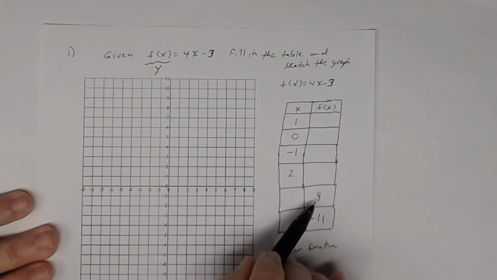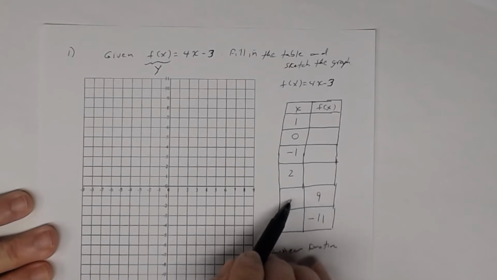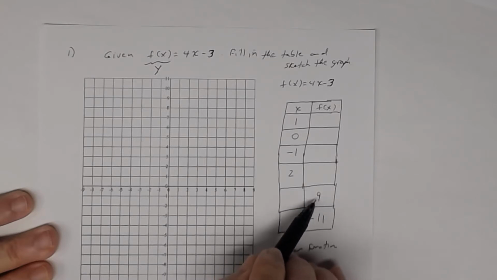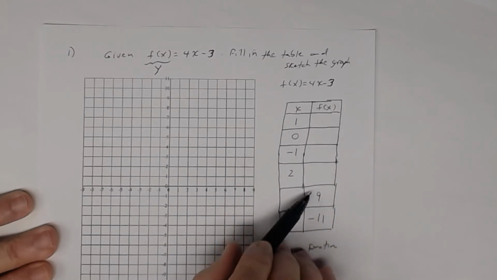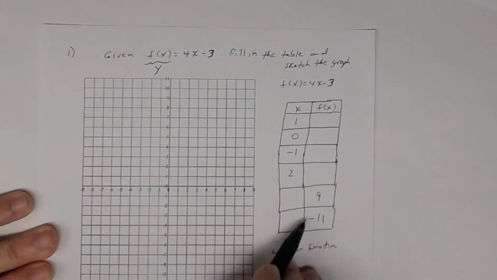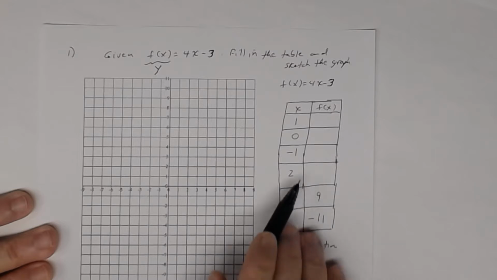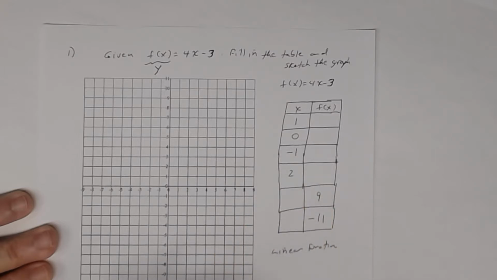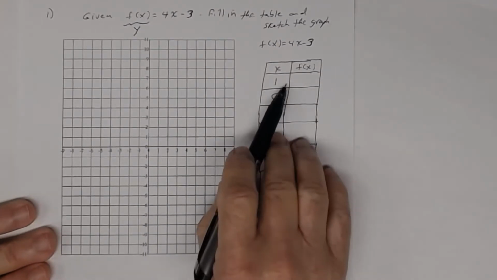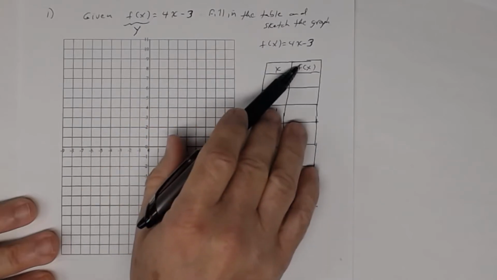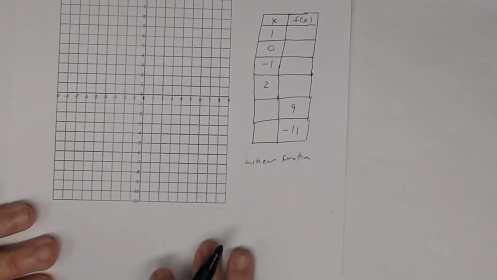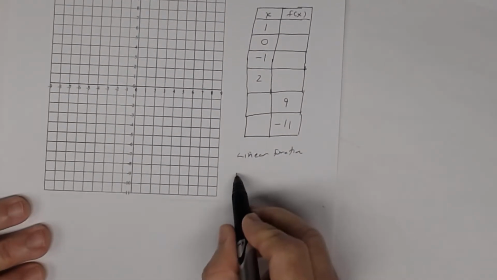Now over here, you're given the function value, and you want to find the x value that gives you the function value of 9, or the y value of 9. You're given the function value of negative 11, and you want to find the x value that gives you the negative 11. All right, so let's look at this part here. So when x is 1, you want to find the function value.